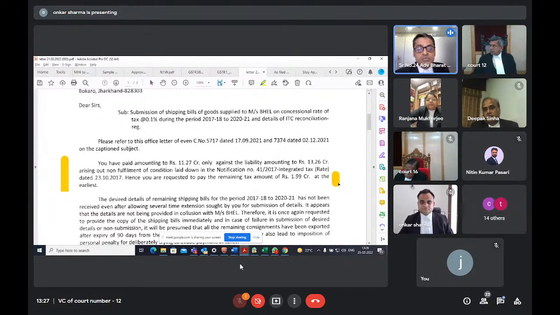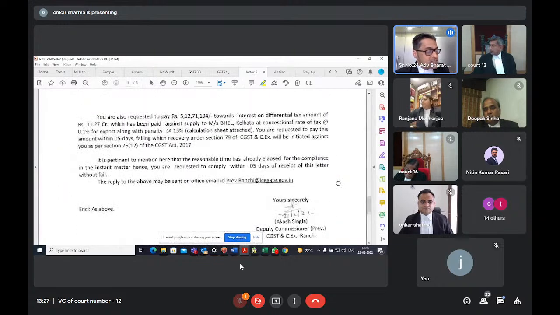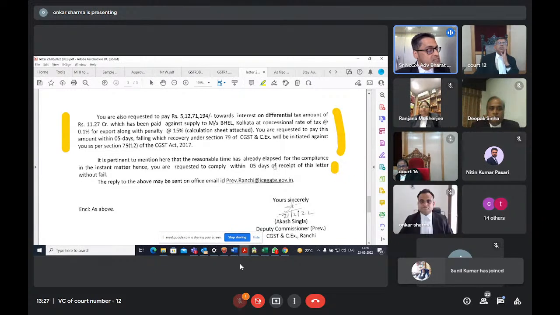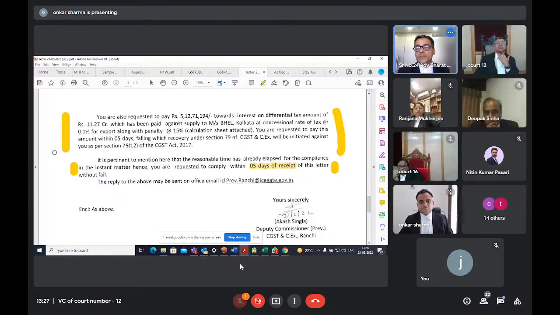And then they calculate interest also at the last para, my lords. In the last para, they are saying please pay interest also, 5 crores. Lordships may kindly have the last para in this letter also. "You are also requested to pay 5.12 crores towards interest on differential amount of tax of rupees 11.27 crore, which has been paid against supplies to Mrs. Bale, Kolkata, at concessional rate of 1% for export, along with penalty at the rate of 15%," and they give the calculation also. "You are requested to pay this within 5 days, failing which recovery action as per section 75(12) of the CGST Act."